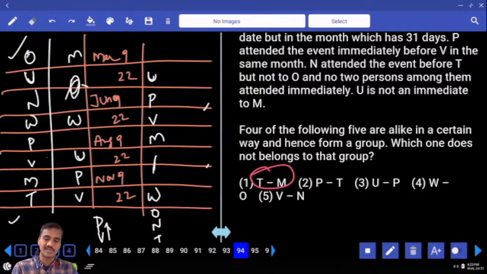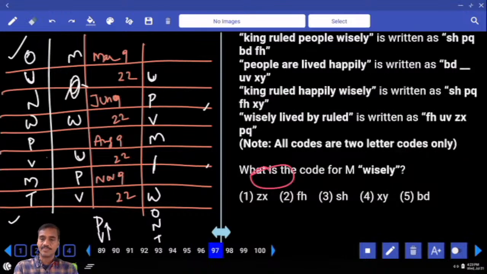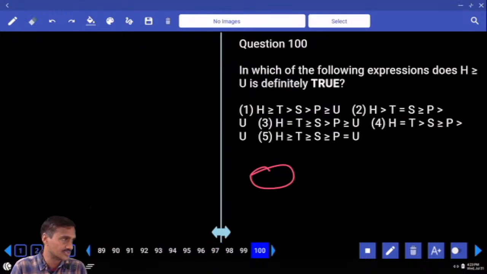And 95 and 96, these two are based on data sufficiency, which must be under the second priority. Then next one, 97 onwards. 97 to 99, and 100 is a separate question. First, we need to work out this one. Clear, at least you will get one more mark.